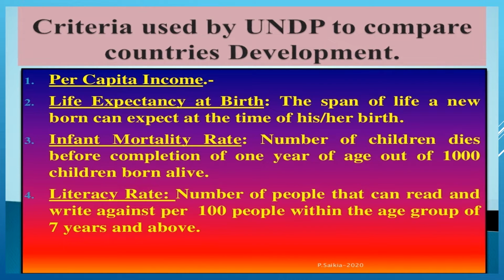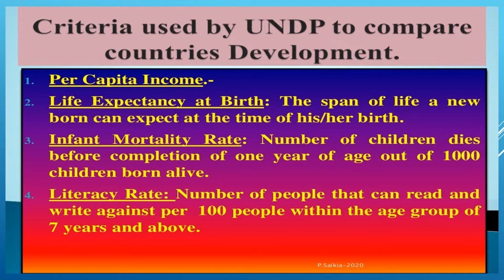Now this needs to go in the notebooks. The criterion used by the UNDP to compare countries for development. This you need to copy in the notebook, children. The first one, as we all know, is our per capita income. The second criterion being life expectancy at birth. Life expectancy at birth, where the span of the life of a newborn can be expected at the time of his or her birth.